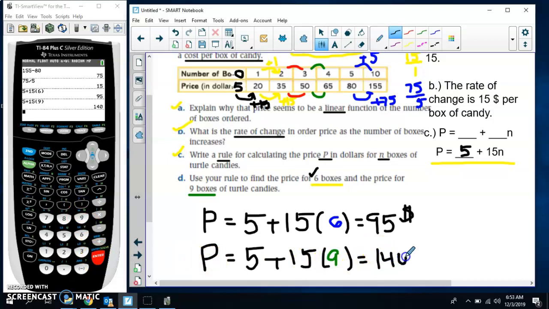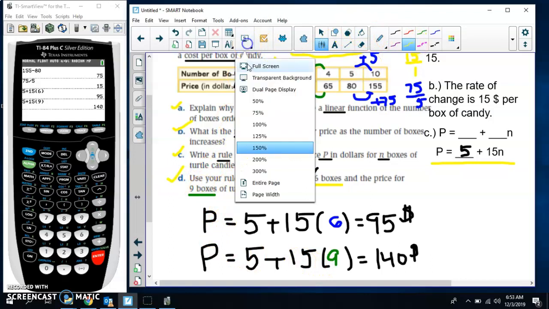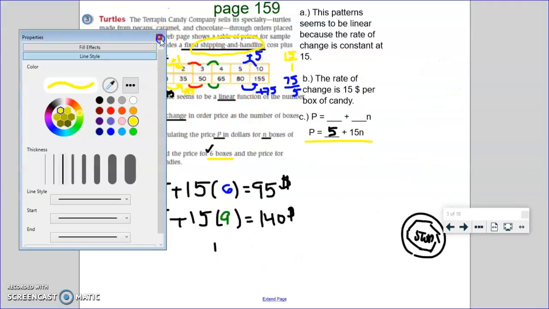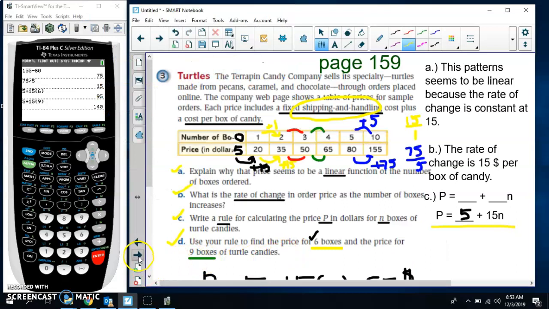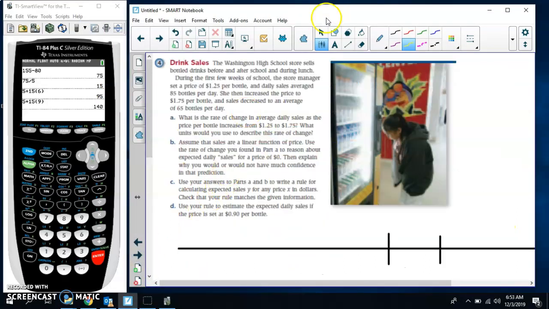Okay, so you can ask yourself, would you pay $140 for 9 boxes of candy? Put yourself in the problem. Would you do it? All right, that kind of wraps up this problem, our problem number 3. And we're going to move on to problem number 4. All right, here we go.